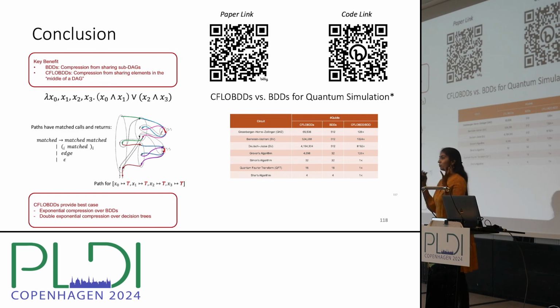But all in all, we would want to use CFLOBDDs as a plug-compatible replacement to BDDs, where they can give double exponential compression over decision trees and exponential compression over BDDs. And one such application domain is quantum simulations. The key idea is that they use the middle of a DAG, which actually gives this compression. And we hope to see if there are other domains as well where we can use CFLOBDDs in place of BDDs. Thank you.